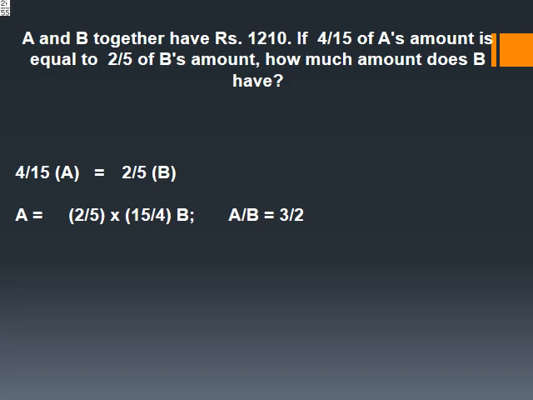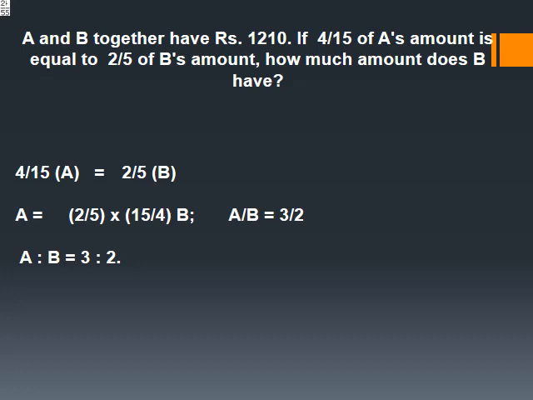What we do is take B from the right side to the left side. When B goes from the right side to the left side, that becomes A by B. Then you get 3 by 2 on the right side, because 2 by 5 times 15 by 4 is 3 by 2. So what does it mean? This is the A to B ratio. A divided by B is 3 by 2. So A to B is equal to 3 to 2. So this is the ratio.